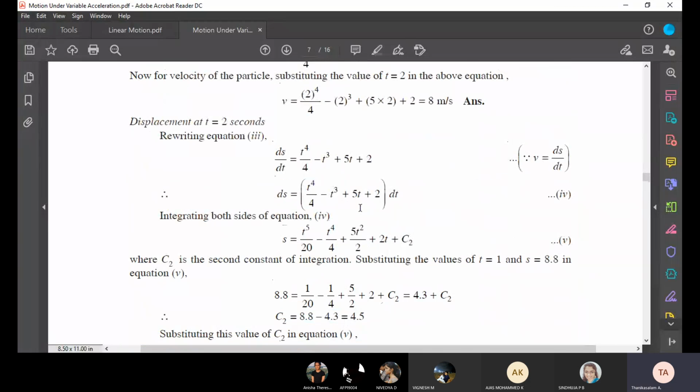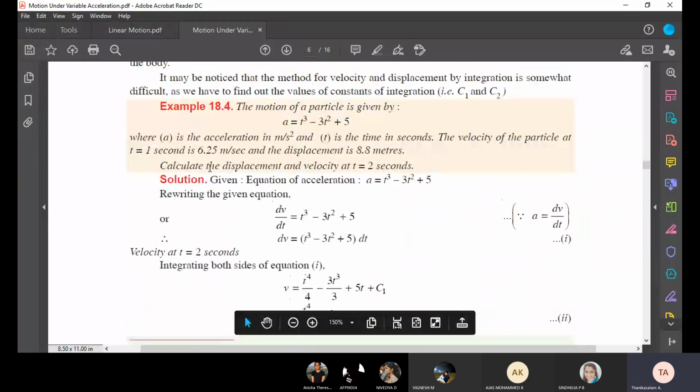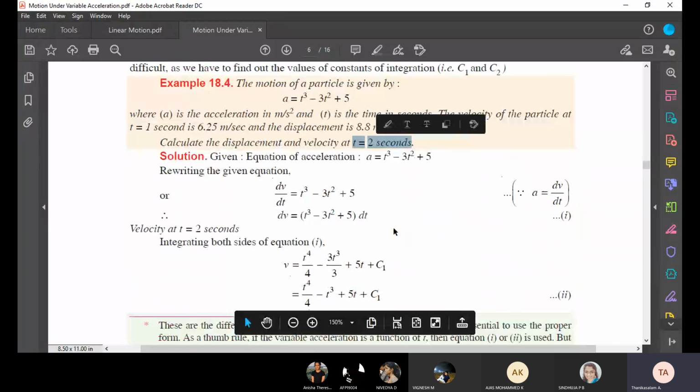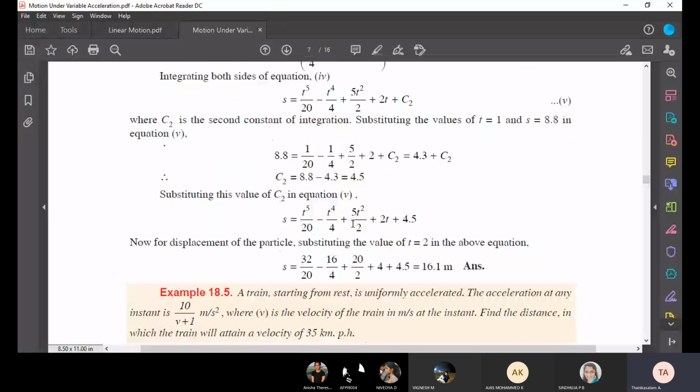What is our aim? Calculate the displacement at t equal to 2 seconds. So apply it here, and we got 16.1 meters.